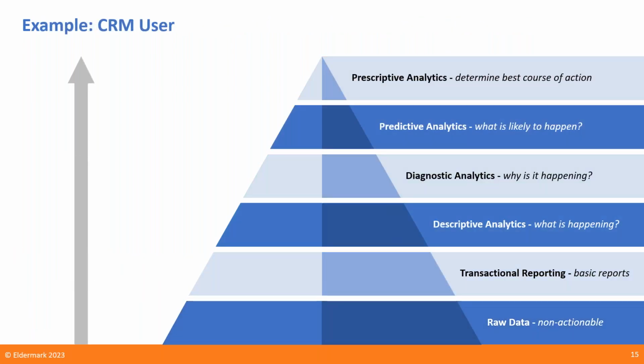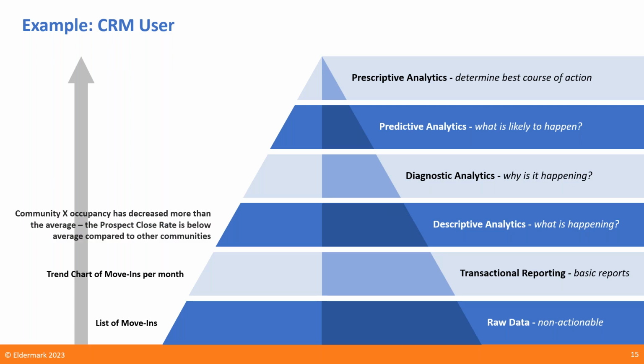Looking at a real life example of that for someone who's a CRM user, if we climb up the pyramid, we can start with raw data of just a list of move-ins. Who is moving in to the community, say, the next period of time? So we've got that list. But then as we move into transactional reporting, say through the dashboards, now we can look at maybe a trend chart of move-ins by month. Pushing that data further into what ElderSmarts can deliver, now we can get a better understanding of answering these questions as we climb up.